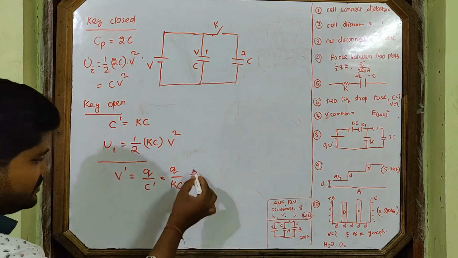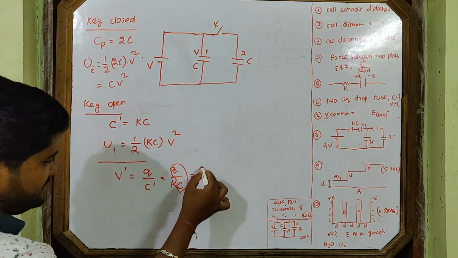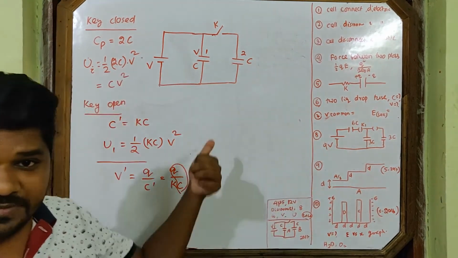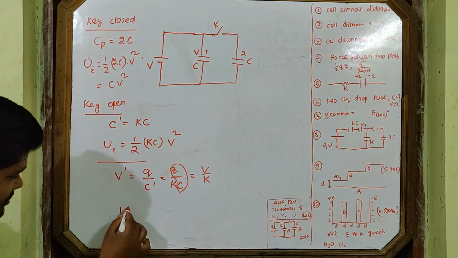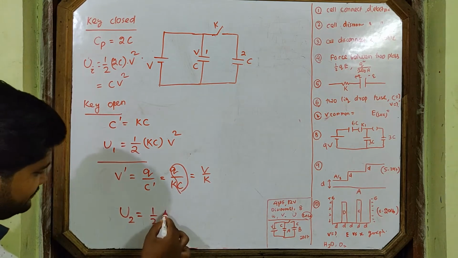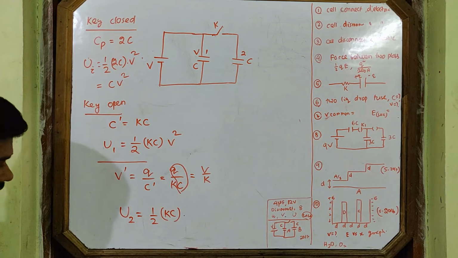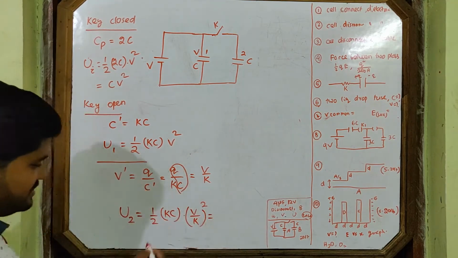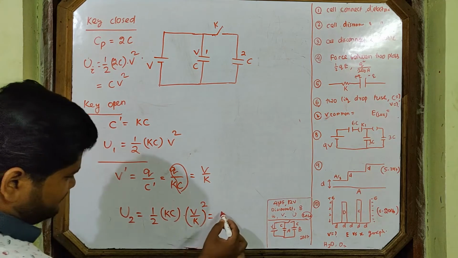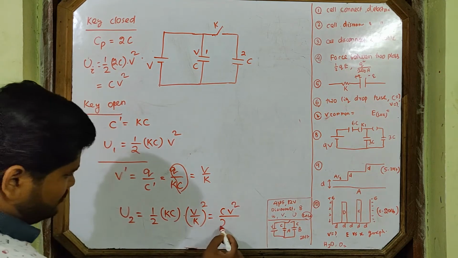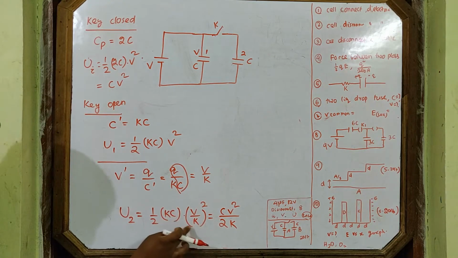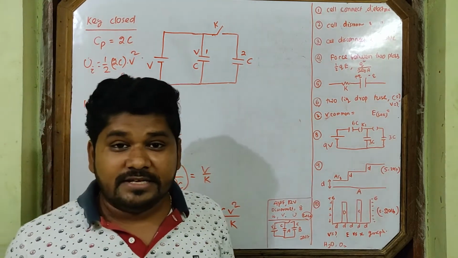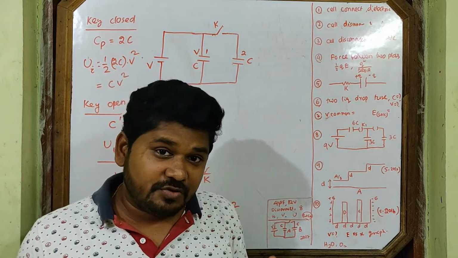Charge is constant, but potential changes, and capacitance is also KC. C dash becomes KC. So what happens? Now Q by C is what? V by K. Potential becomes 1 by K times. I told you this concept before in the previous questions. Okay, V by K. What about the energy stored now? U2 is half C, KC into V by K whole square. What does it come to? Now this comes CV square by 2K. One K square over K, K cancels, so 2K. So this is the energy stored in the second capacitor when the switch is open.